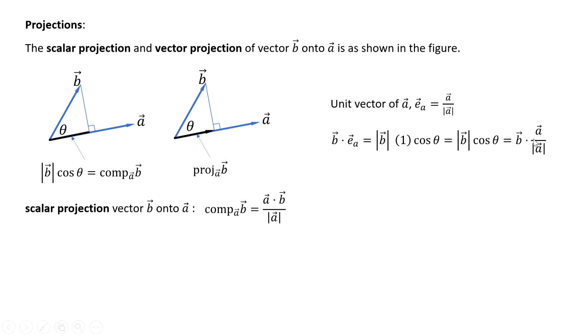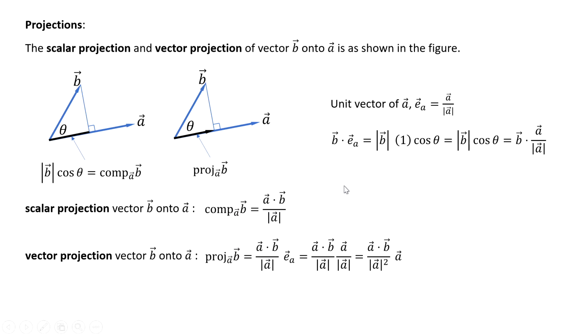I have B dot A over the magnitude of A, and B dot A is equal to A dot B. So basically we are saying that the scalar projection is nothing but A dot B over the magnitude of A, or the dot product of B with the unit vector along A is the idea. Cool.